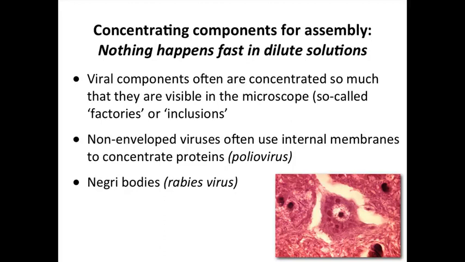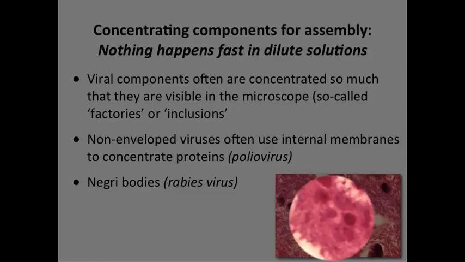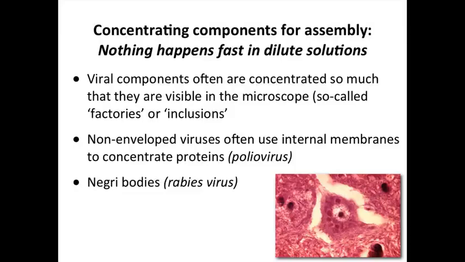Sometimes they're called factories, in the case of vaccinia virus and a few others. Here on the lower right is an example of such an inclusion body. This is a neuron in an individual unfortunate enough to have been infected with rabies virus. The cytoplasm of this cell has these very distinct round structures, and these are factories where rabies virions are being assembled. Again, the point is you want to concentrate all the components in one place so reactions go faster.